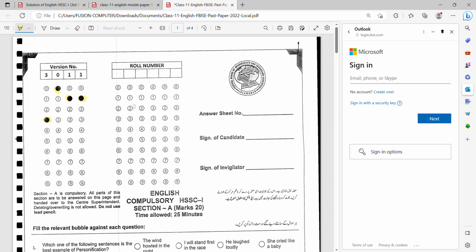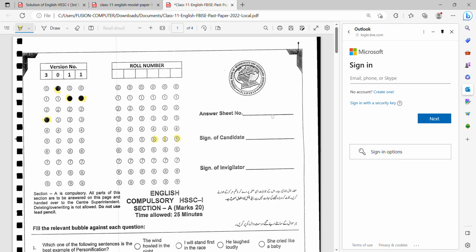When it comes to your roll number, if your roll number is, for example, 555, you have to start from the right of the column. Here 5, 5, again 5. This is your roll number that you have to mention in digits on the top of the sheet, and below you have to fill the circles.